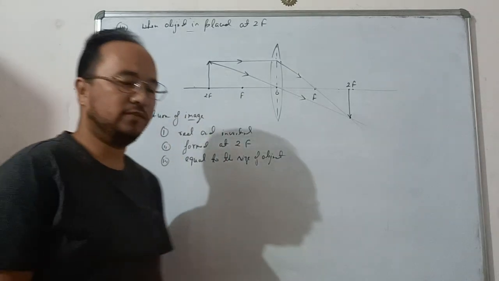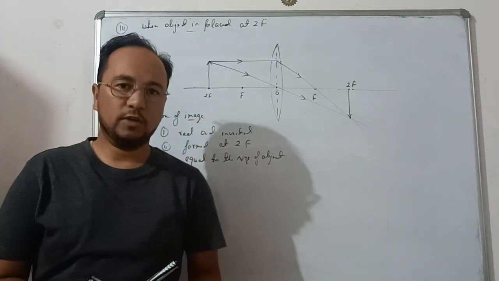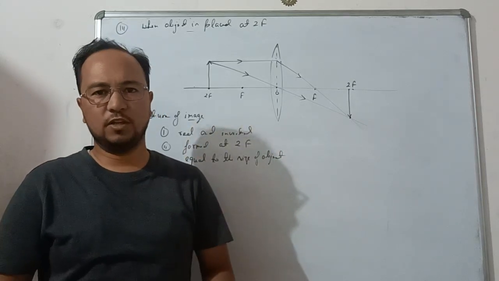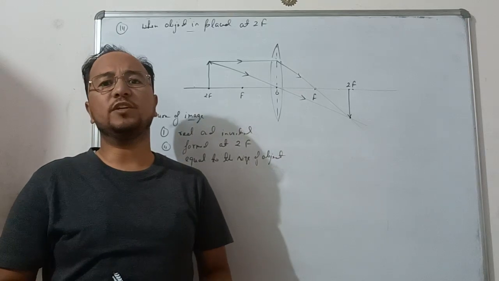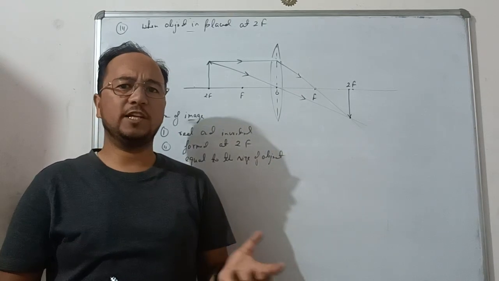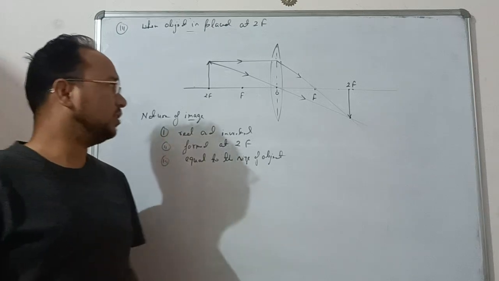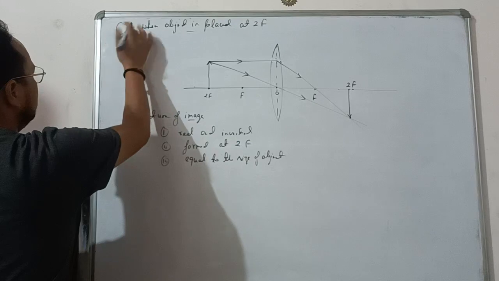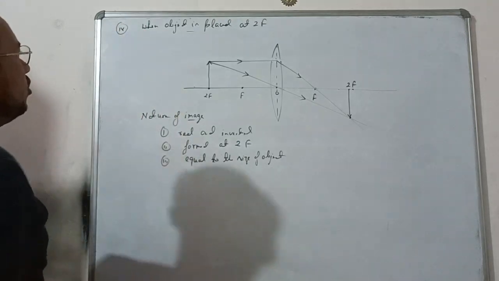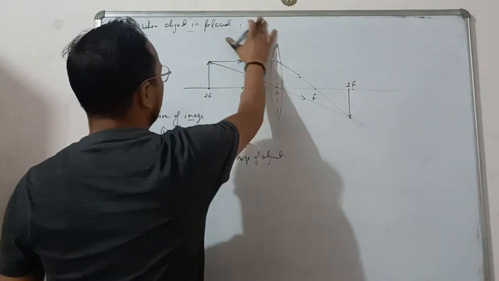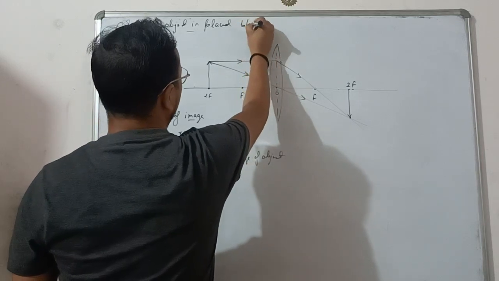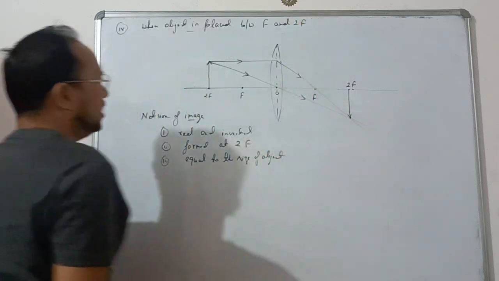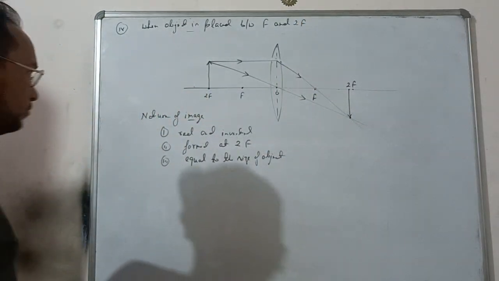So this is the third case: when the object is placed at 2f, the image is exactly formed at 2f on the other side of the convex lens. The nature of the image is real, inverted, the same size as the object, and exactly formed at 2f. So this is the third case. Now the fourth case is when the object is placed between f and 2f.